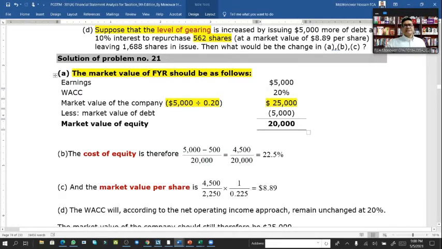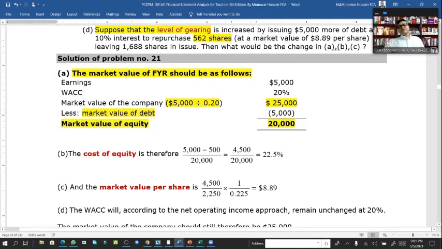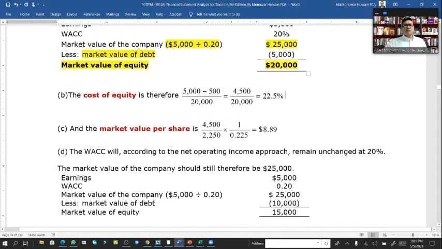And if we subtract the market value of debt, which is 5,000, then we get the market value of equity. We simply calculate it. The market value of equity is $20,000. Now, cost of equity. What would be the cost of equity?